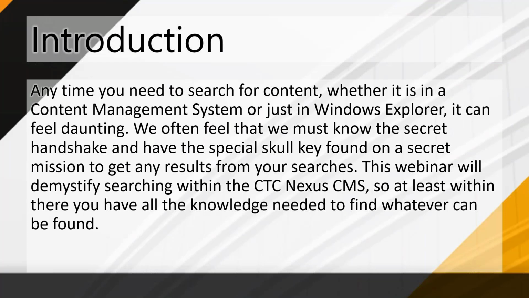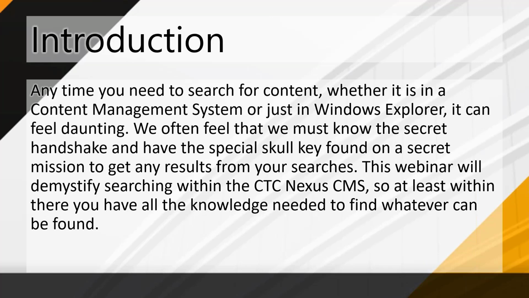So anytime you're looking for some kind of content, anytime you're looking for it in Windows, sometimes even in Google, or any other kind of content management system, just Windows Explorer, it can sometimes be kind of frustrating. Sometimes it feels like you've got to know some kind of secret handshake. Maybe you have to have some kind of special skull key you found on some secret mission someplace to be able to unlock the secrets of what's going on. And that's just no fun. That's not efficient. You want to be able to learn all the things and be able to use something very simply. And so in this webinar, I'm going to try to demystify all that stuff.